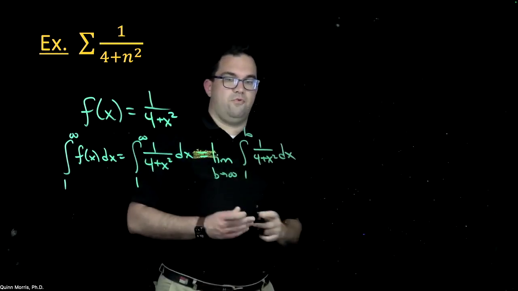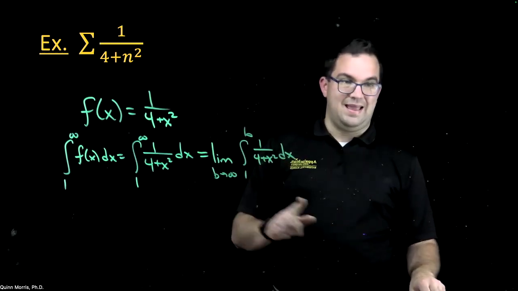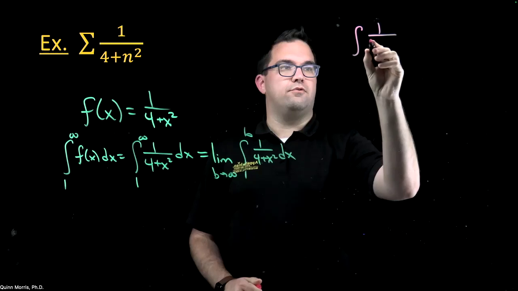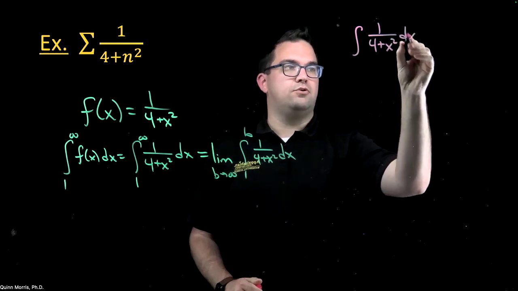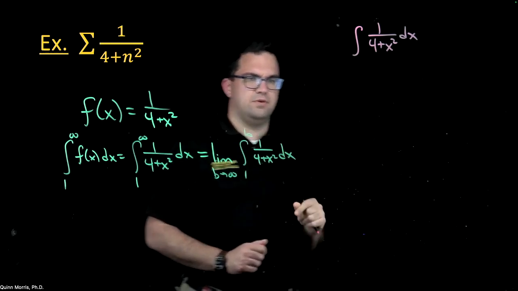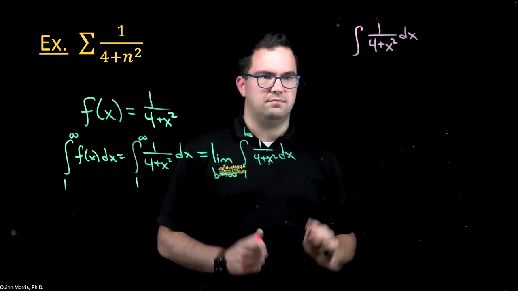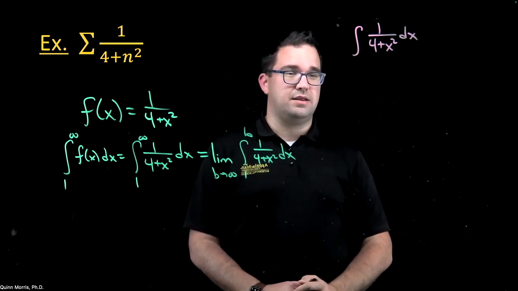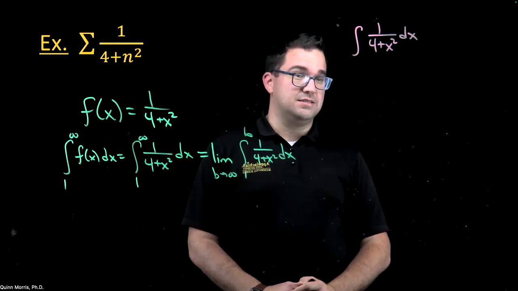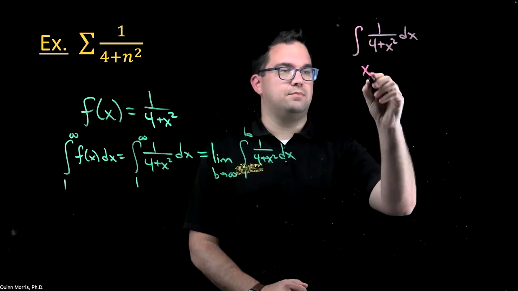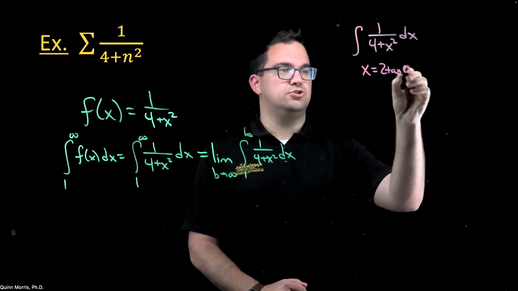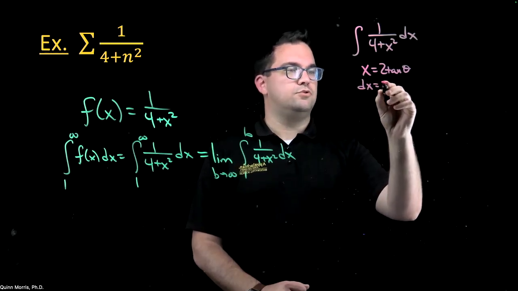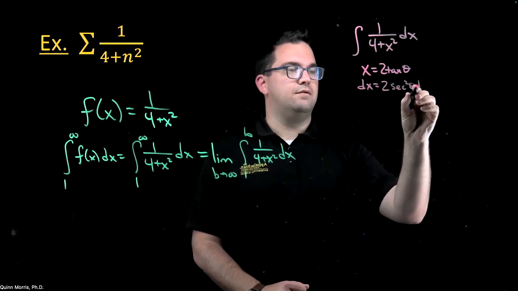Before I can do any of that, the first thing I need is an antiderivative of this function, 1 over 4 plus x squared. You've done enough of these that you may even be able to guess this by now, but let's take it step by step. I see a 4 plus x squared in that denominator, which makes me think this might be a trig sub. So I'm going to set x equal to 2 tangent of theta. If I do that, my dx will be 2 secant squared theta d theta.